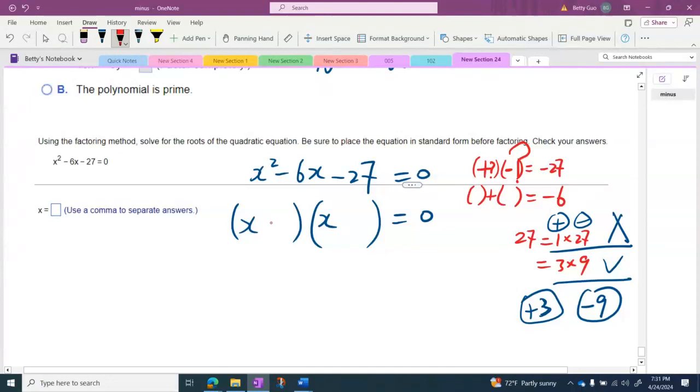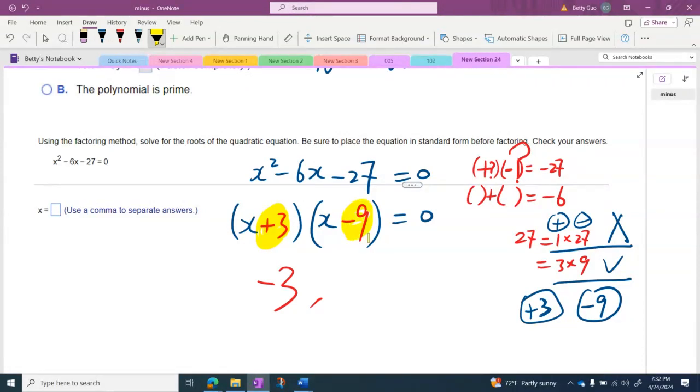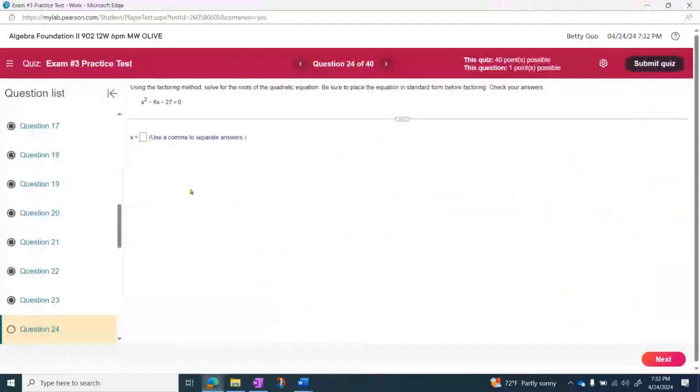So we have x plus 3, x minus 9. What's the opposite of this number? What's the opposite of this number? And they are the solutions. And you know, you have a calculator. If you have time, if you have a proposed solution, you should plug it in to see if it satisfies the equation. Negative 3, 9.